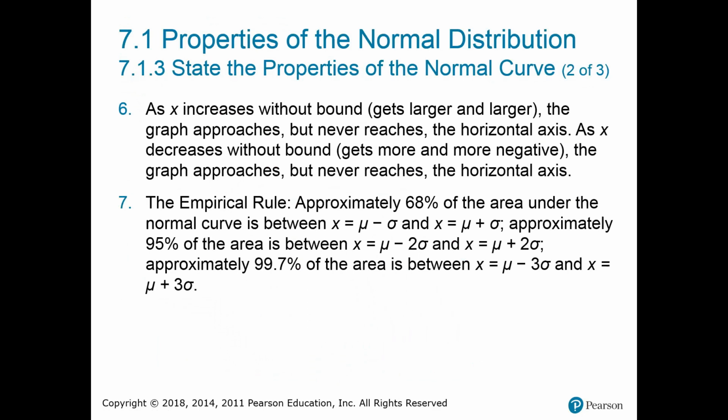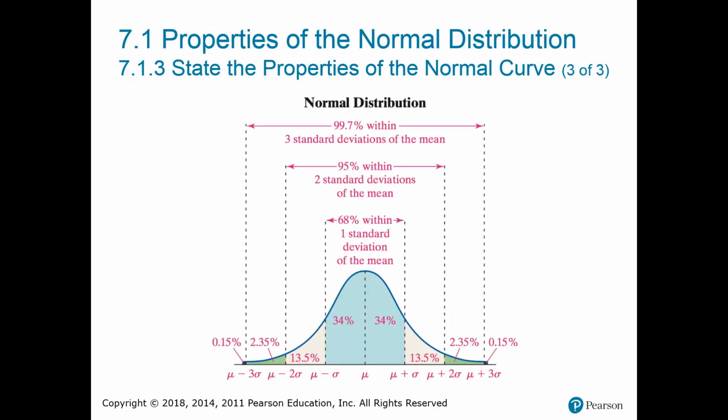If we go back to the empirical rule, remember that 68% of the area under the normal curve is between 1 standard deviation above and below the mean, 95% within 2, and 99.7% within 3. And here it is graphically represented, just like in that chapter when we covered it.